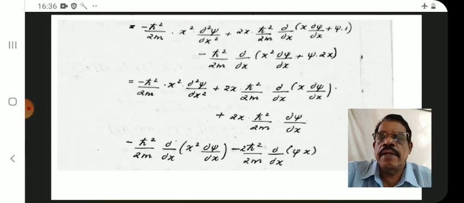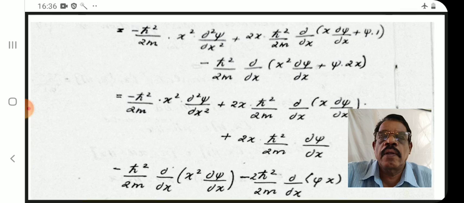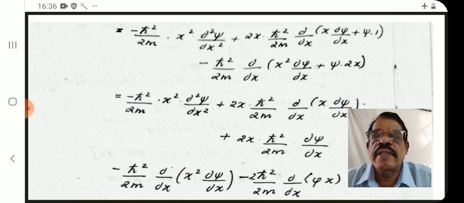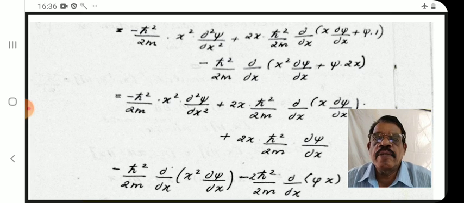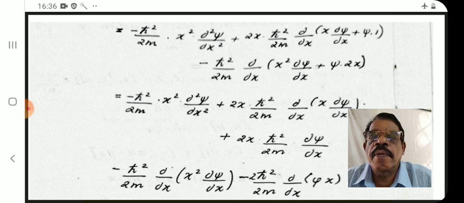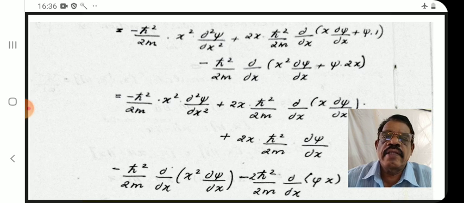That is written here. That is second time in the RHS: 2x ħ²/2m ∂/∂x of x ∂ψ/∂x plus ψ into 1, dx by dx is 1. Minus. In the last term also you apply the product rule. One, you differentiate once. Minus ħ²/2m ∂/∂x of x² ∂ψ/∂x plus ... ∂x. Again step repeated.